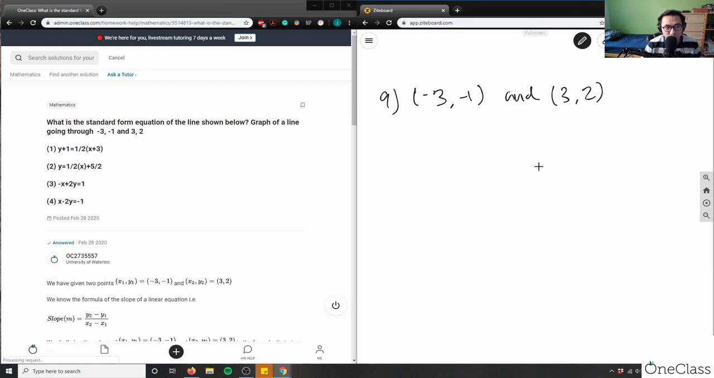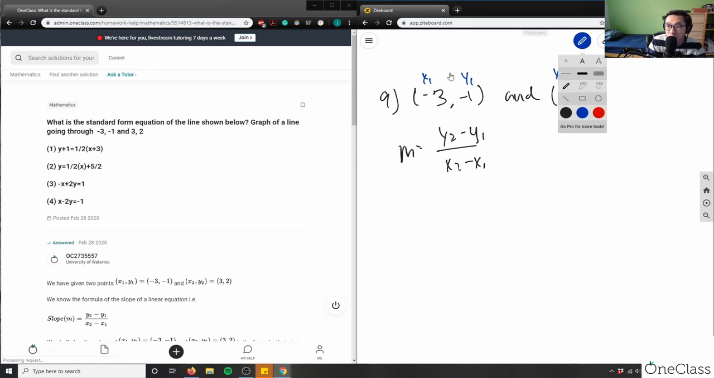So remember, if you have 2 points, what can we solve for first? We can solve for a slope, right? So let me write down the slope equation for you. This is m equals y2 minus y1 over x2 minus x1, right? And we know that this here is x1, y1, x2, y2. So we can solve for our slope first.